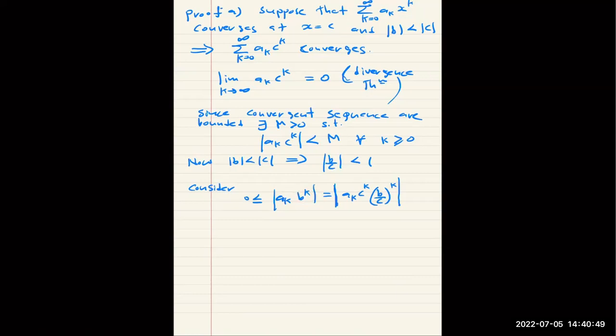Okay? Now, I'm going to use this inequality. I know that the absolute value of a_k times c to the power k is always less than M. I can, of course, apply the absolute value to these two terms separately, and then this is equal to the absolute value of a_k times c to the power k times the absolute value of b over c to the power k. Now I know that a_k times c to the power k is less than M for all k. So that means I can get another inequality. This is less than or equal to, where I replace this by M, because M is bigger than or equal to the absolute value of a_k times c to the power k. So this is M times the absolute value of b over c to the power k.